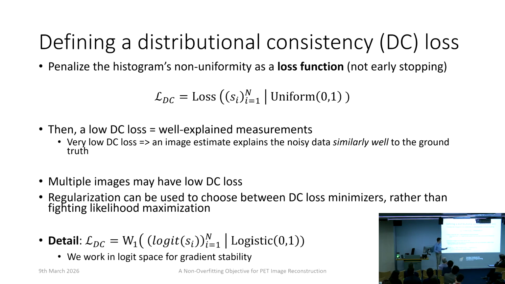Some mathematical detail. We use the Wasserstein 1 distance to actually calculate this difference between the histogram and uniformity. And we also work in the logit space rather than in standard space, analogously to how we minimize the log likelihood rather than the likelihood. And that gives us gradient stability.